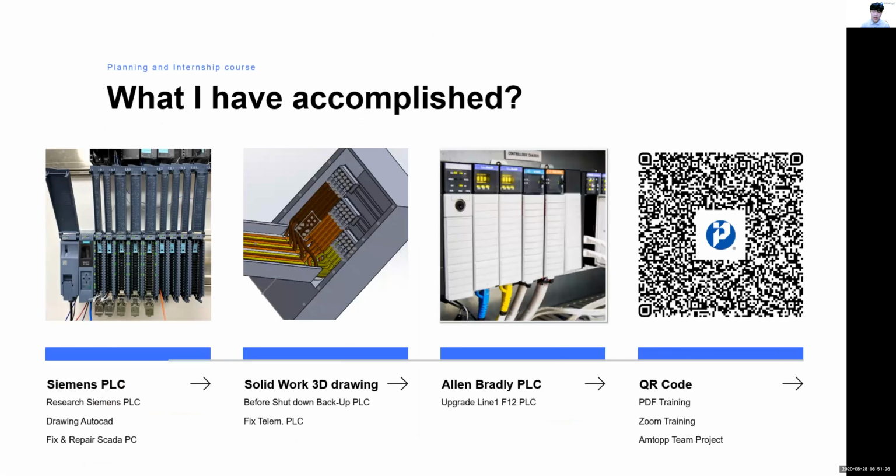This time, my internship is mainly divided into 4 stages. Let me briefly explain. In the first stage, I became familiar with the Siemens PLC, used AutoCAD drawing software to draw circuit diagrams, and also did SCADA PC repairing. In the second stage, I was in our annual shutdown. I entered the plant to learn how to maintain electrical equipment, and James gave me a big challenge. He let me use SolidWorks to draw a 3D diagram. In the third stage, we started to upgrade the old Telemecanique PLC to a newer Allen Bradley version. The fourth stage was doing our QR code project and Office tool training.